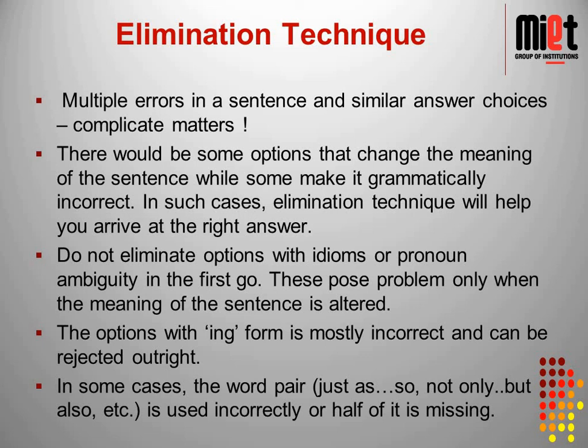The options with the ing form are mostly incorrect and can be rejected outright. In some cases, the words such as just as, so, not only but also are used incorrectly, or half of it is missing. Right? So students, these were the things that we needed to know for sentence improvement.